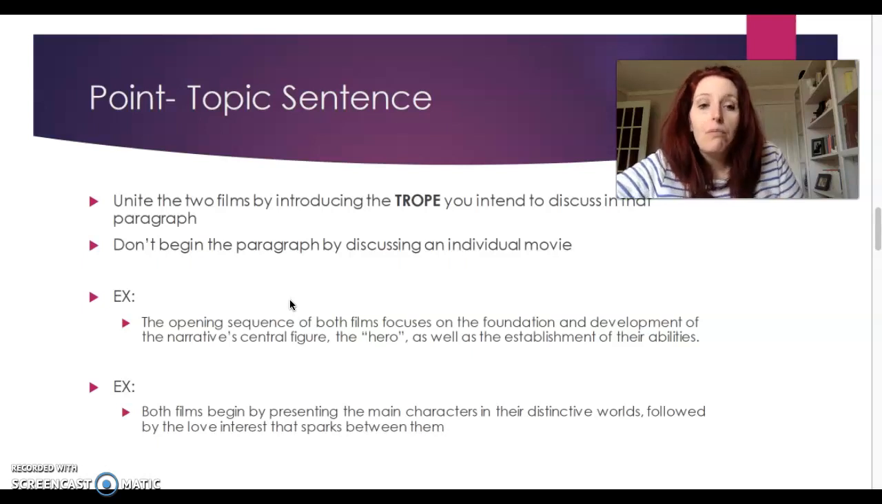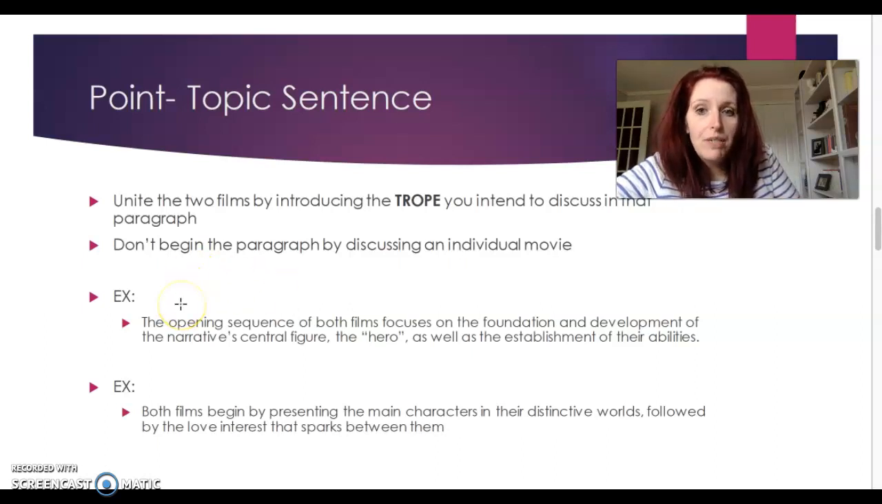For example, from the two introductory paragraphs I just gave you, I've given you examples of the topic sentence of their first paragraph. So, "The opening sequence of both films focuses on the foundation and development of the narrative's central figure, the hero, as well as the establishment of their abilities." "Both films begin by presenting the main characters in their distinctive worlds, followed by the love interest that sparks between them." Each of these topic sentences introduces the trope that they introduce first in their introductory paragraph.